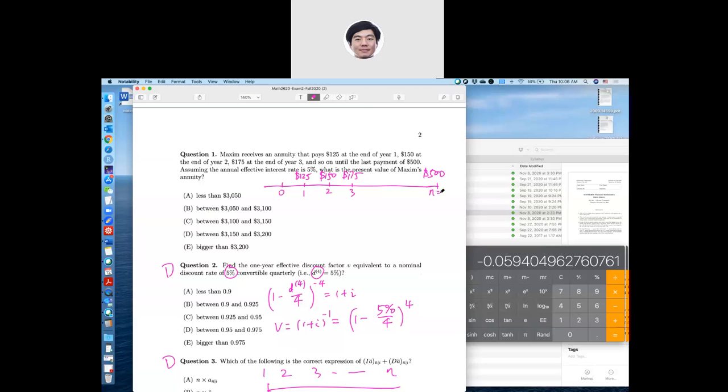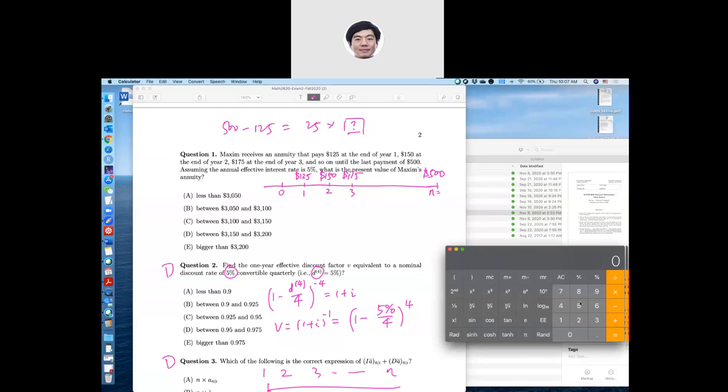I need to figure out, right? So 500 minus 125 divided by 25. So that is 15, right? So here is 15. So I know here it's 16, right? Because the first one is the same number, right? So 125 minus 125 is 0. So 25 times 0, 0 corresponding to year 1. So 15 corresponds to year 16.